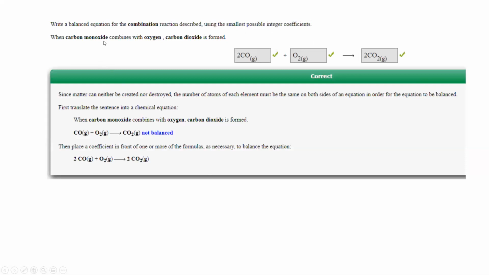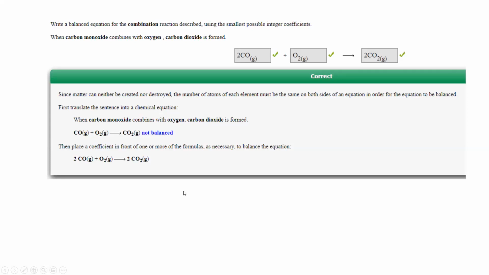Here you have to write the balanced equation for the combination of carbon monoxide and oxygen to produce carbon dioxide. Remember that you have to balance the equation. If you don't balance the equation, then the answer will be incorrect. For example, here, this answer is incorrect because it is not balanced. This is the right answer.